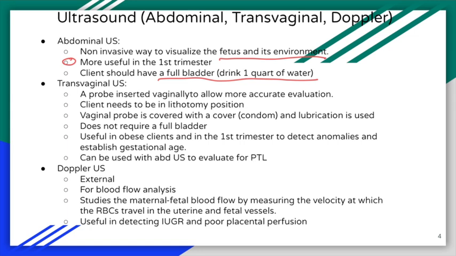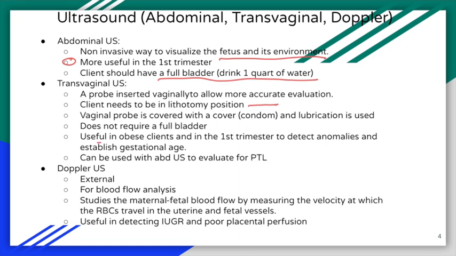A vaginal ultrasound is a little more invasive, clearly. They use a probe that's inserted vaginally, however you want to say it, and that's how they see the contents of the uterus. They usually put some kind of a barrier on the probe, like a condom or something like that. Ideally, your client is in the lithotomy position, which means that they're up in the stirrups. It does not require a full bladder.